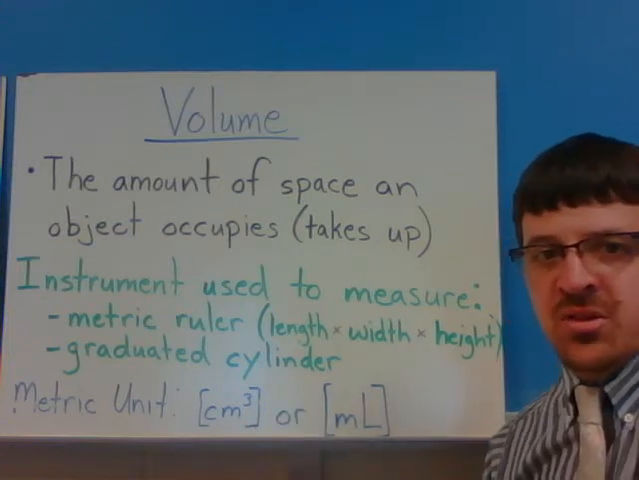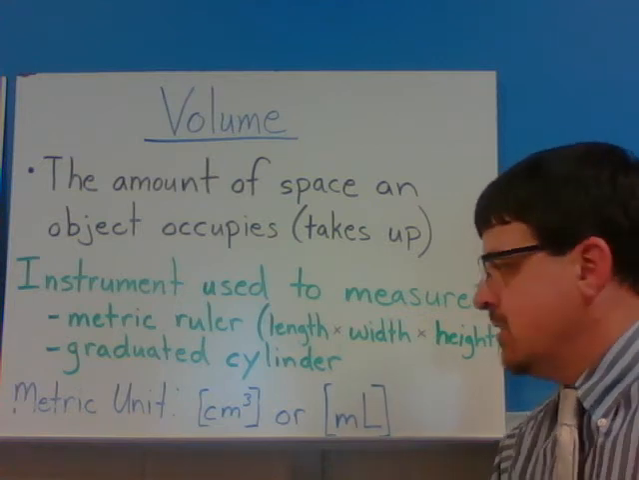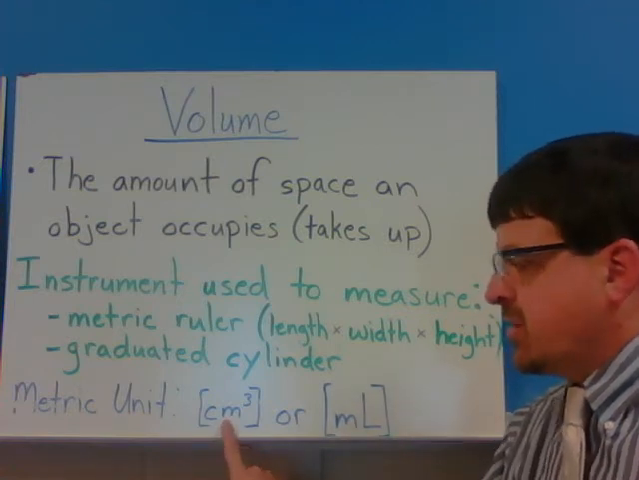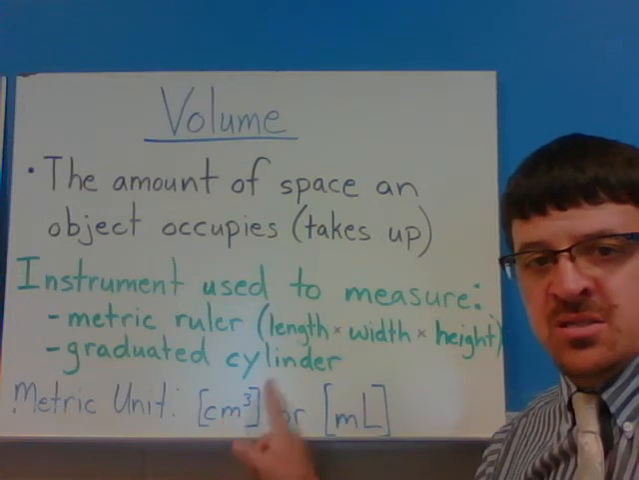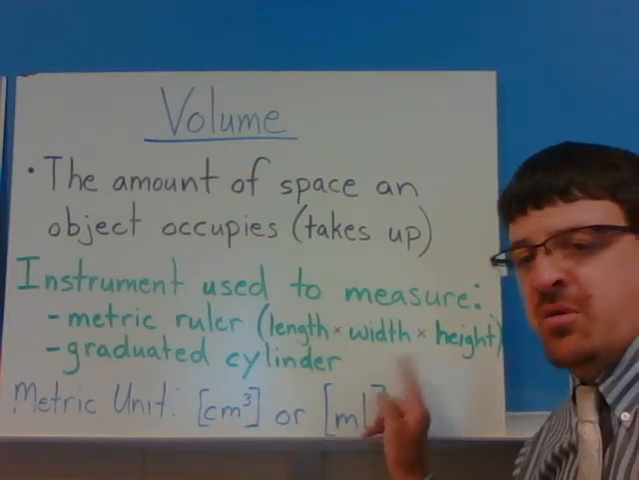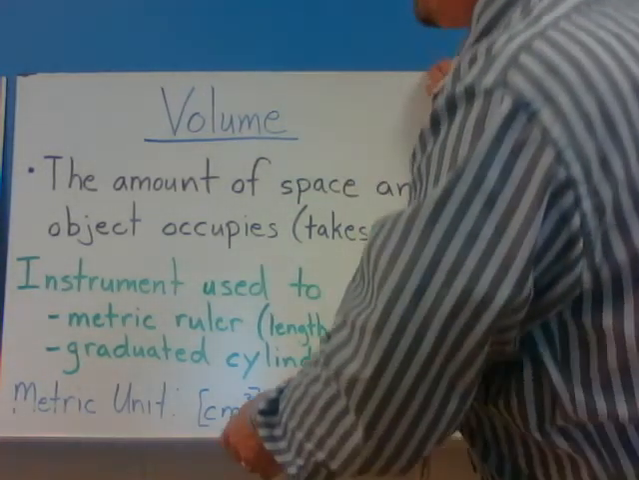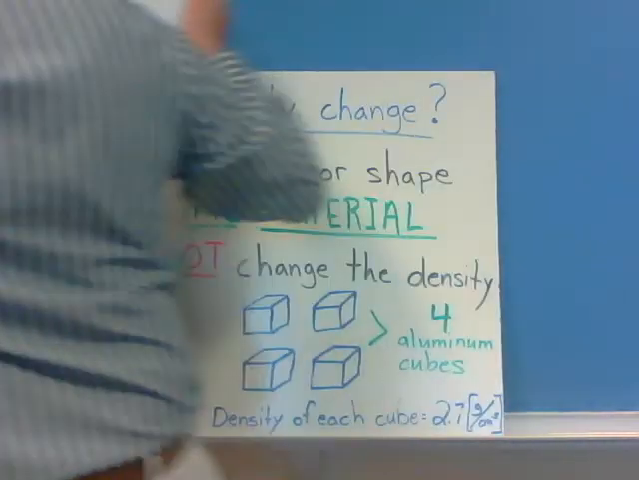You don't have to use water, but that's typically the easiest thing for us to come up with, so we do water displacement. But if you're doing length times width times height, you'll get centimeters cubed, because it's centimeters multiplied by centimeters multiplied by centimeters. So that's the amount of space something takes up for volume.